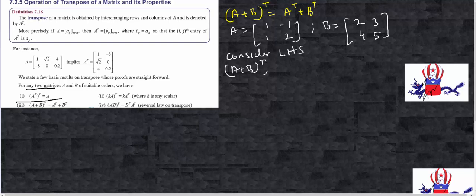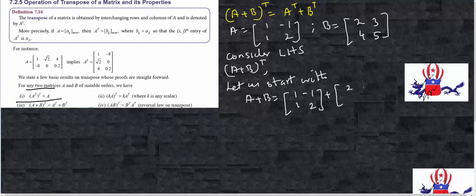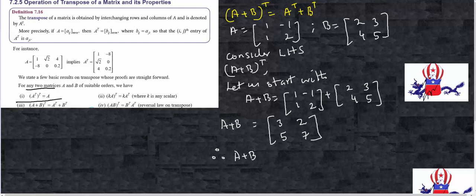So foremost, before we could obtain the transpose of the sum, let us start with A + B. So A + B would be [1, -1; 1, 2] added with the matrix B, [2, 3; 4, 5]. Now adding this would give us 1 added with 2 would give me 3. -1 added with 3 would give me 2. 1 added with 4 would give me 5. 2 added with 5 would give me 7. So this is A + B. So therefore taking the transpose for this would give me, the rows would become columns. So that would be [3, 2; 5, 7].